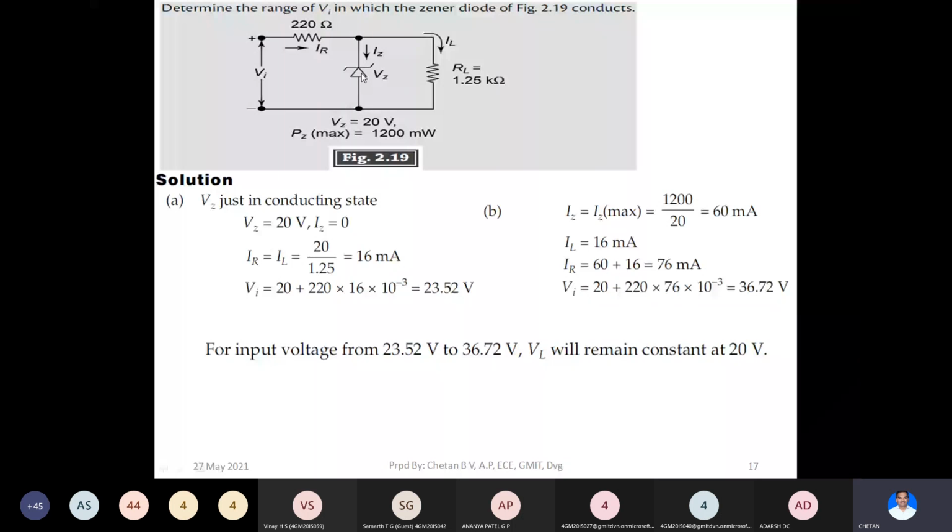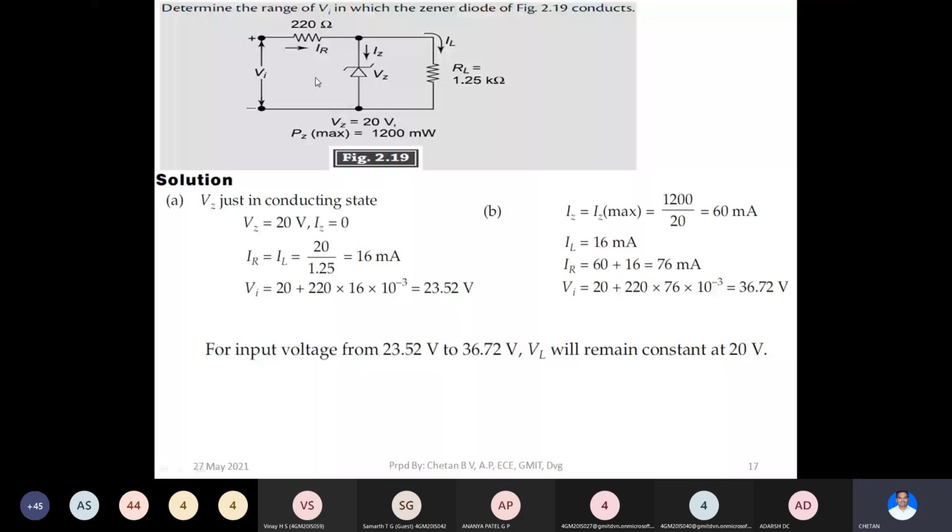So first we shall find out the minimum value of Vi for which the diode conducts and works like a voltage regulator. If you have applied the minimum value of Vi here, then what happens is the diode is just on. You can easily assume that the value of IZ is very small, nearly equal to 0.